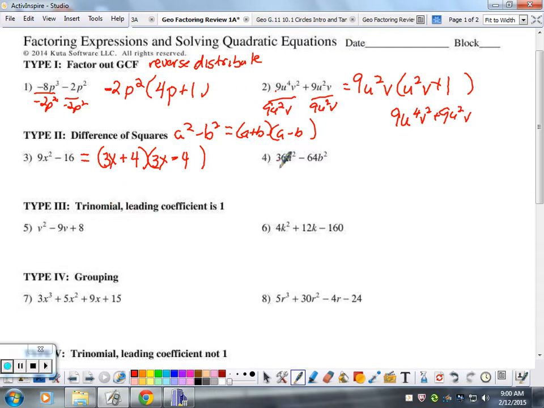All right, let's look at this one. Is this a perfect square minus a perfect square? Is that a perfect square? Yes. So you're saying, okay, I got it. Well, what is the square root of 36a squared? Amy, what is that? Okay. Right? And then what about 64b squared? 8b. 6a plus 8b, 6a minus 8b.